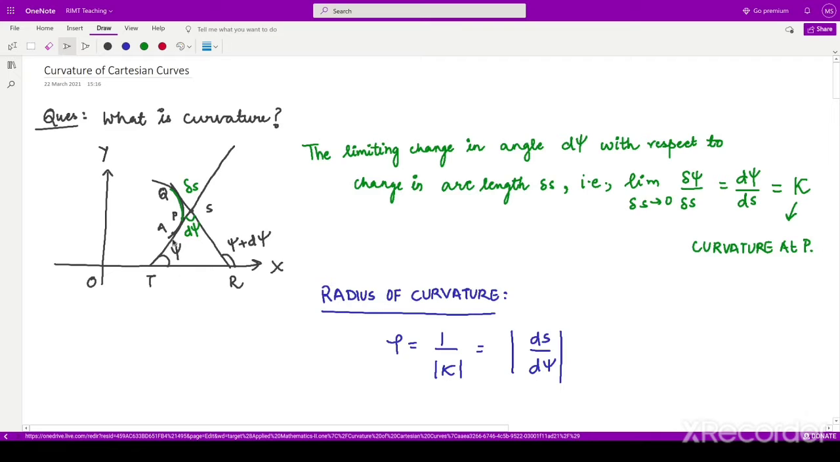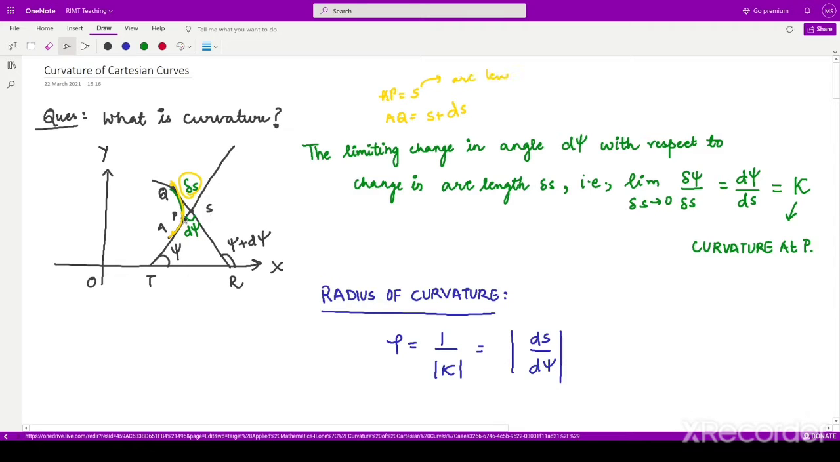So suppose this is your curve. This is some curve which is given to you. And this point is A, this point is P, this point is Q. We assume the distance of A and P is S, and we assume the distance of A and Q is S plus ds, where ds is the small increment in S. So basically the distance from P to Q is del S, small change in S. S represents arc length, right?